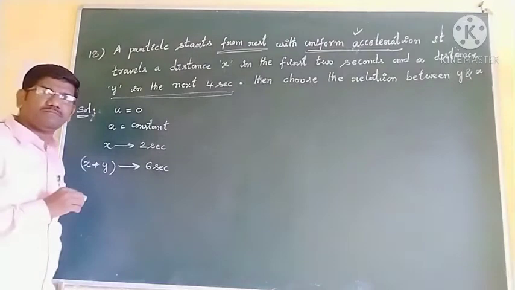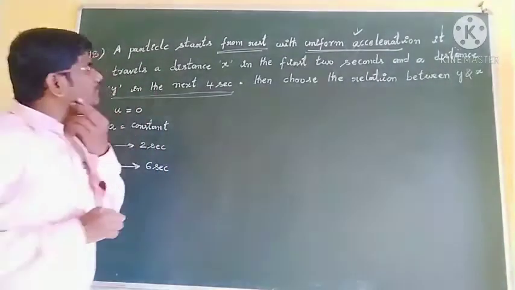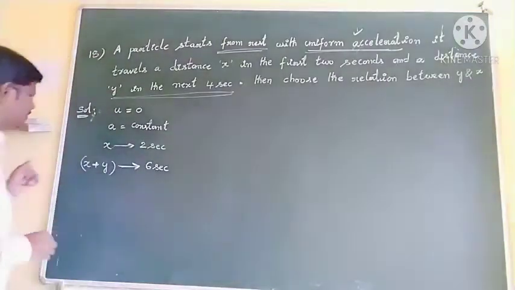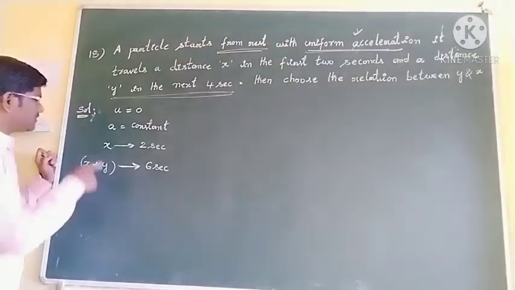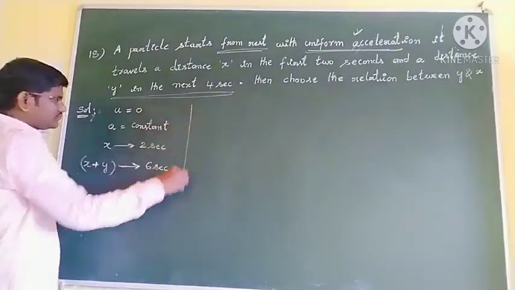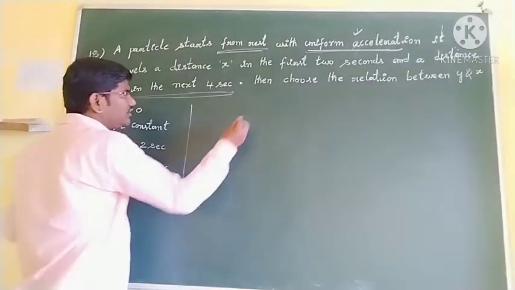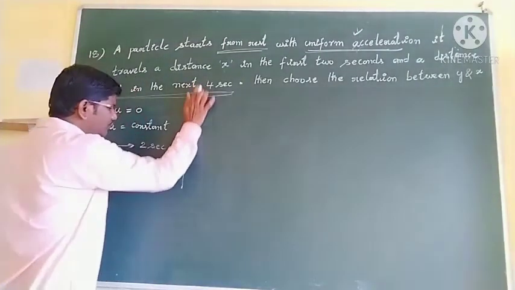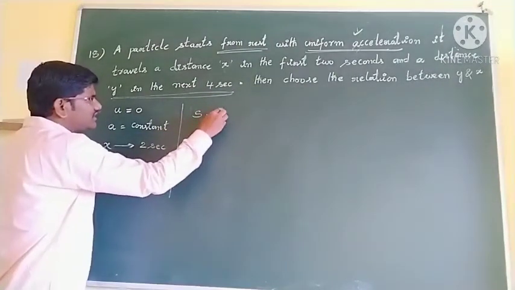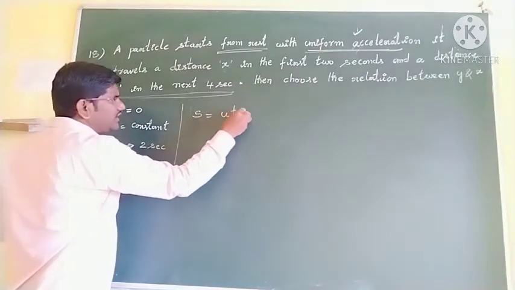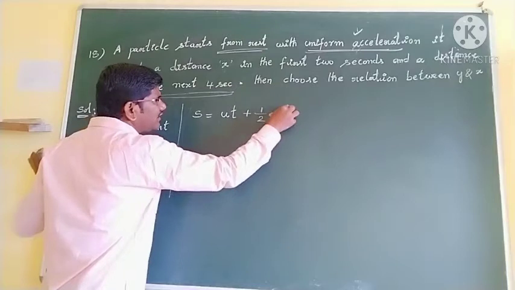Okay students, so totally x plus y in the 6 seconds. Then what's the question? Choose the relation between y and x. So what is the relation between y and x? We have to start. Okay students, so x is the displacement. So I will use the formula s is equal to ut plus half a t square.